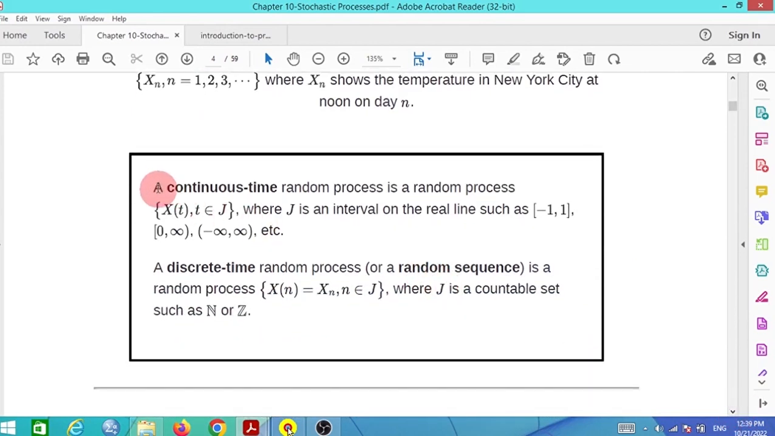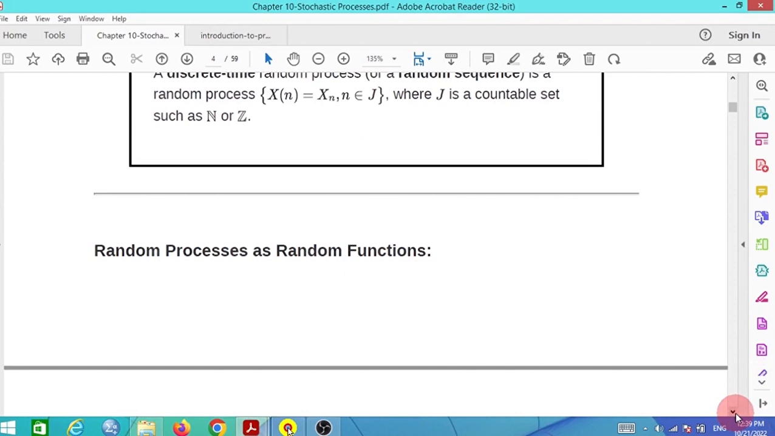So the definition: a continuous time random process is a random process xt, t belonging to G, where G is an interval like this, or this. But a discrete random process, which we sometimes call a random sequence, is this random process, okay, where G is a countable set. G is a countable set.